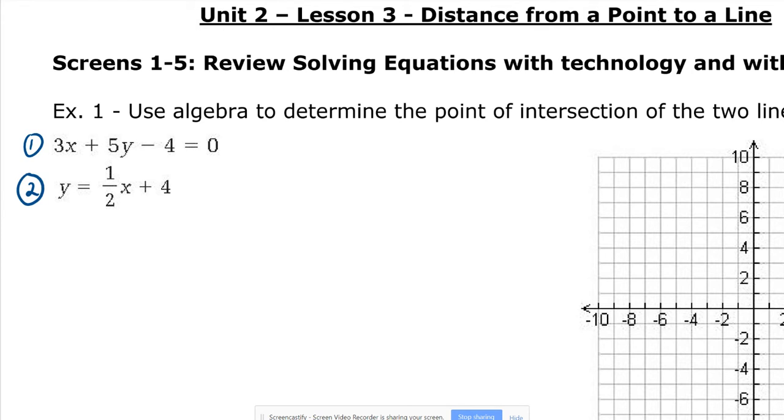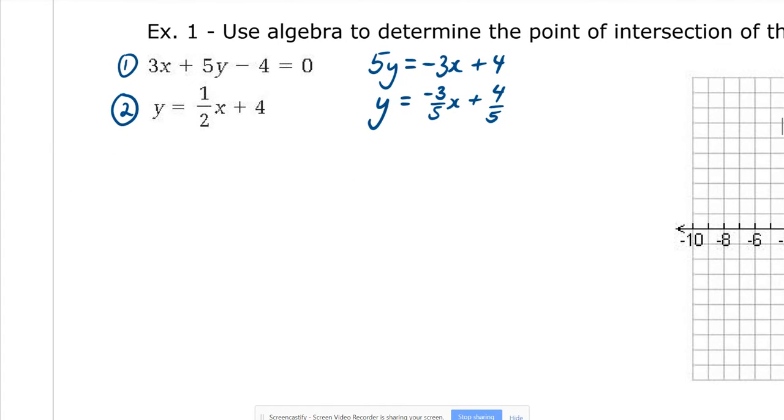I'm going to use an algebraic method, and I'm going to start by taking the first equation and isolating for y. So if I have 5y on the left and I move the other two terms to the other side, I would have negative 3x plus 4. Then if I divide both sides by 5, I would have y equals negative 3 over 5 x plus 4 over 5. Now, I'm going to take this equation and substitute it into equation number 2 so that I can replace the y variable with the equivalent expression.